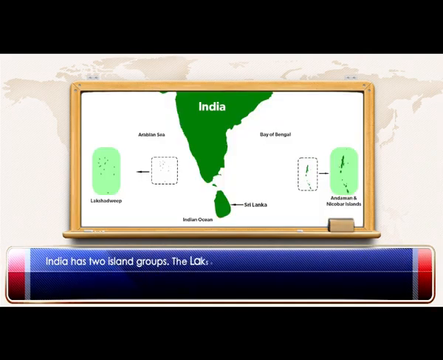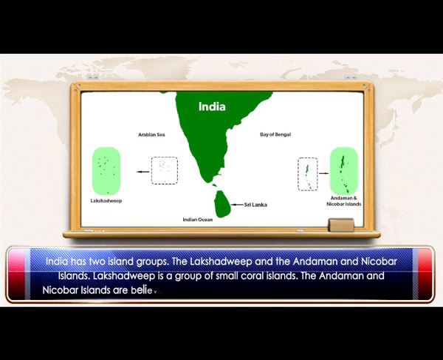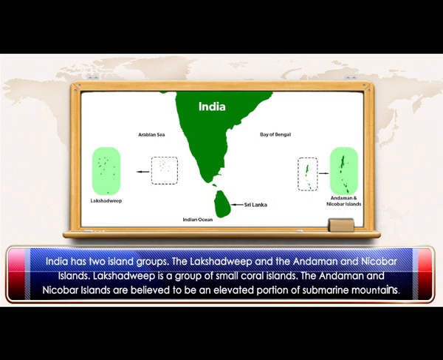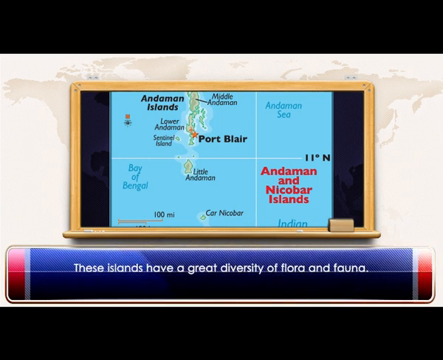India has two island groups, the Lakshadweep and Andaman and Nicobar Islands. Lakshadweep is a group of small coral islands. The Andaman and Nicobar Islands are believed to be elevated portions of submarine mountains. These islands have a great diversity of flora and fauna.